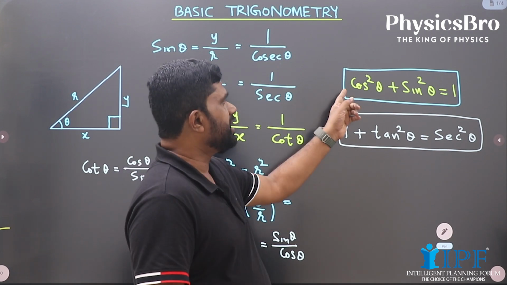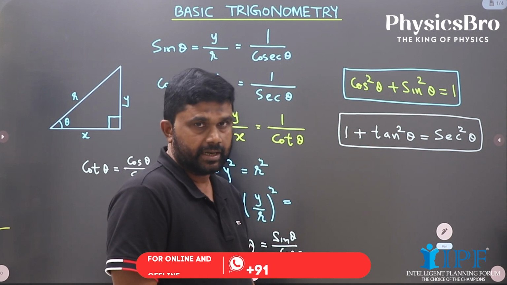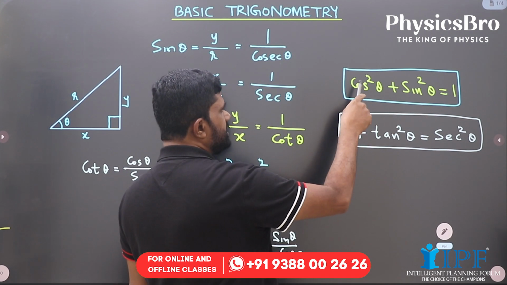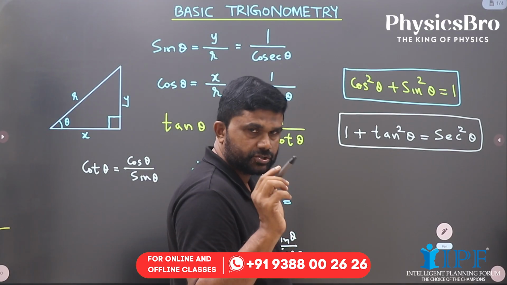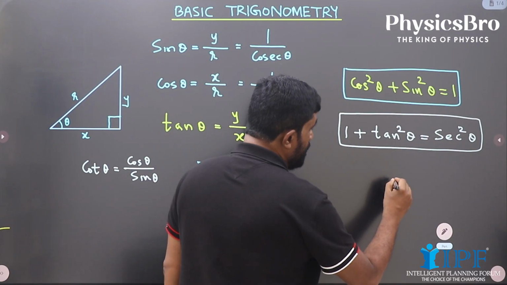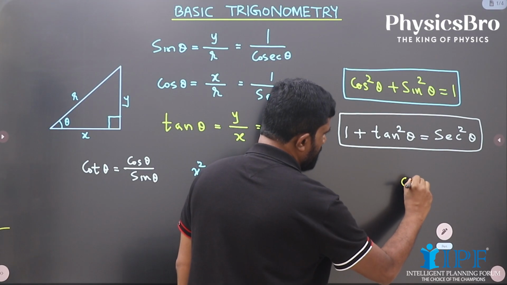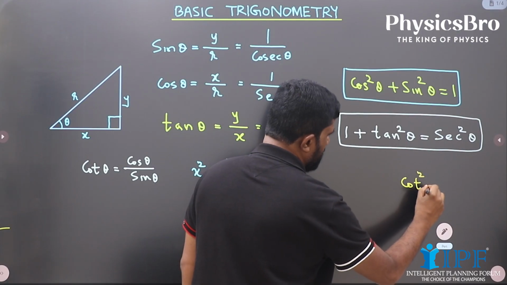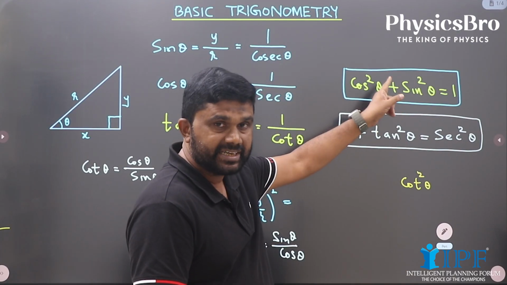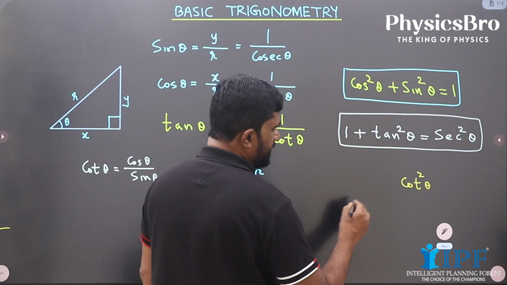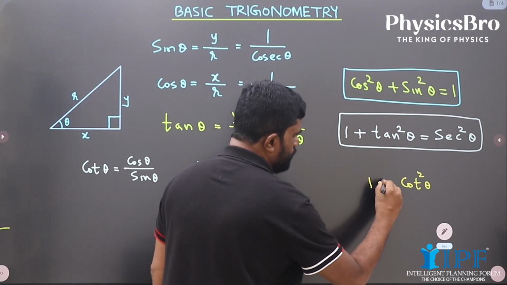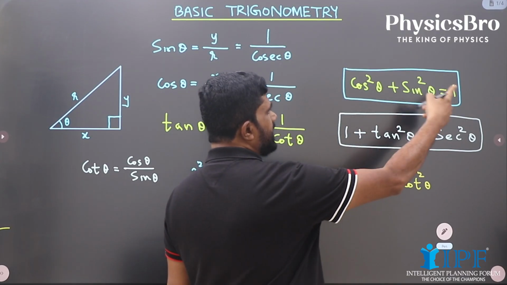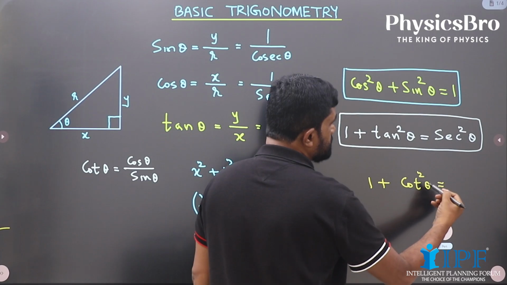Now, let's divide this throughout by sin square theta. The first term will be cos square theta by sin square theta, which is cot square theta. Now sin square theta by sin square theta is 1. So, 1 plus cot square theta, and on the right side, 1 by sin square theta.